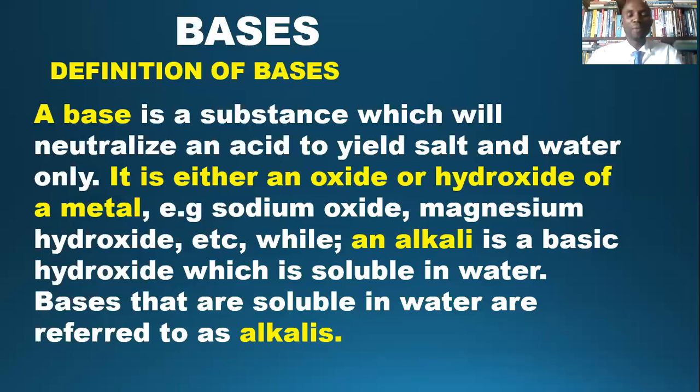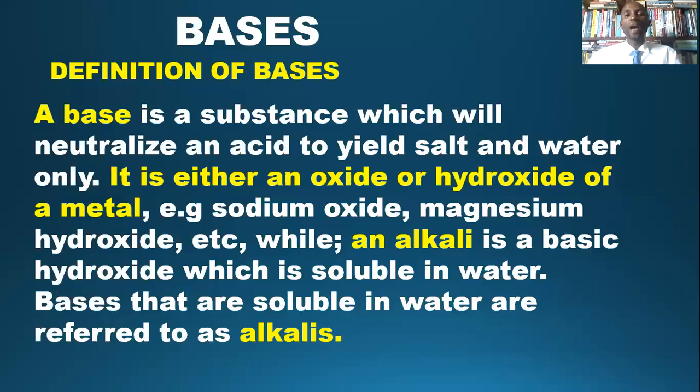Examples of a base are sodium oxide, magnesium hydroxide, sodium hydroxide, and calcium oxide: oxides of metals, as many metals as you know, and the hydroxides of them. We have many bases. An oxide or hydroxide of a metal is called a base.